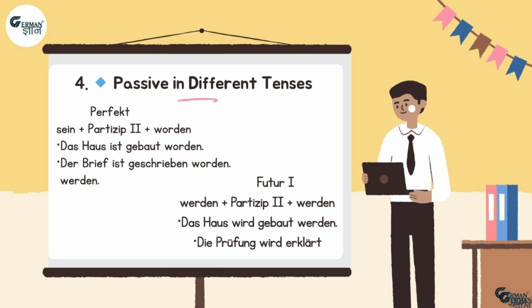And when we write the same passive in future one, then we write werden at the second place, participle zwei, and then again werden at the last. Now remember that the first werden is written at the second place conjugated according to the subject. For example, das Haus wird gebaut werden. That means in future one we have two werden, but the first werden which is written at the second place we conjugate that, and the werden which is written at the end of the sentence we don't conjugate it.